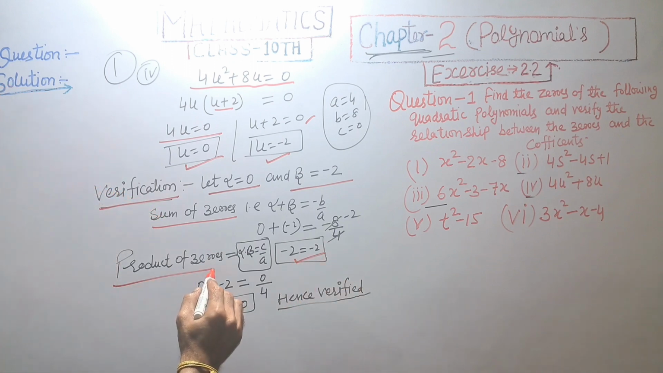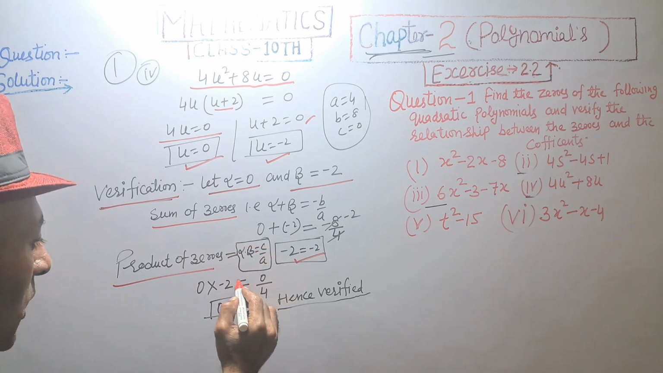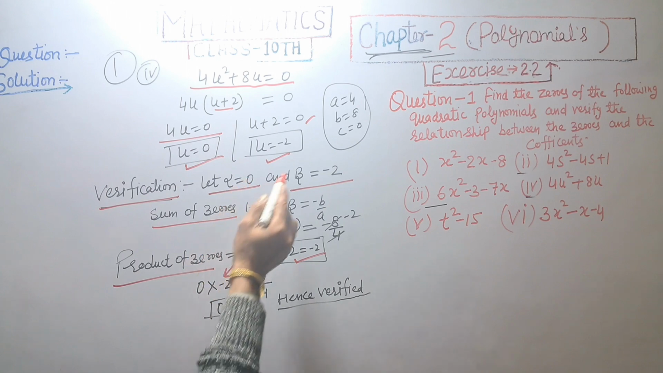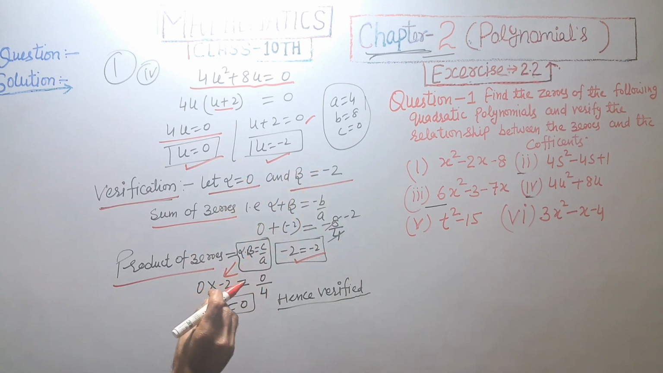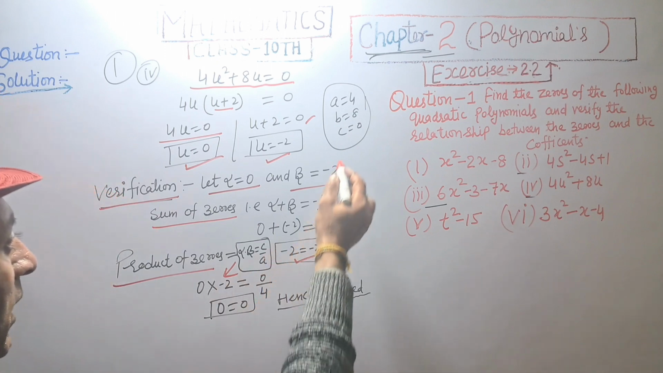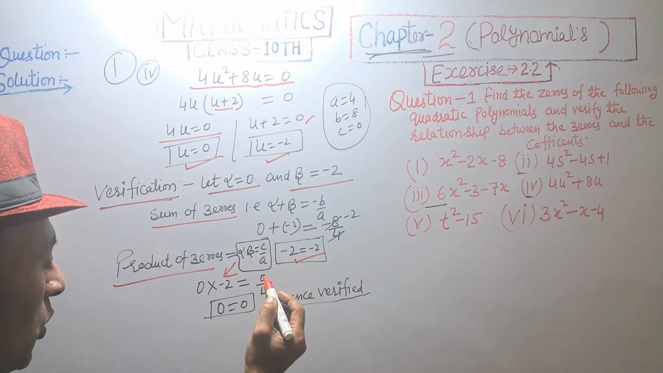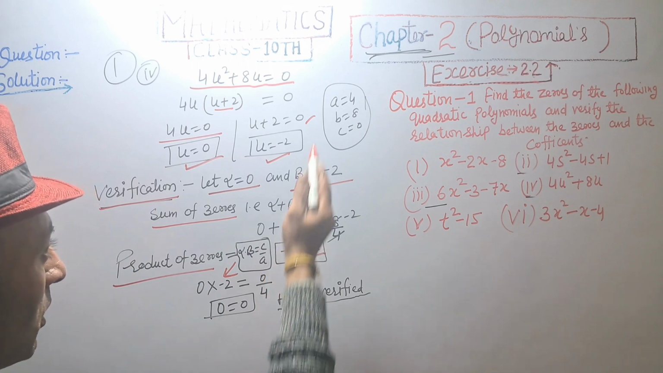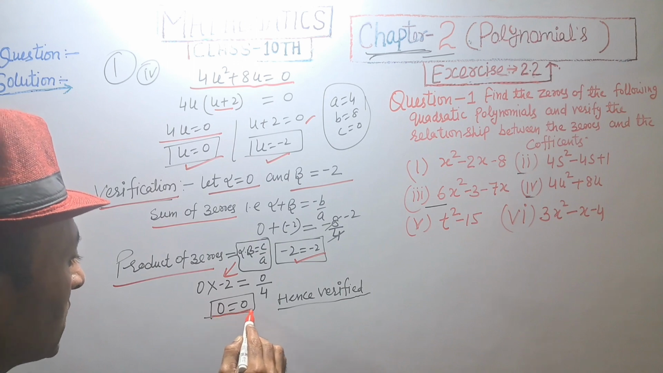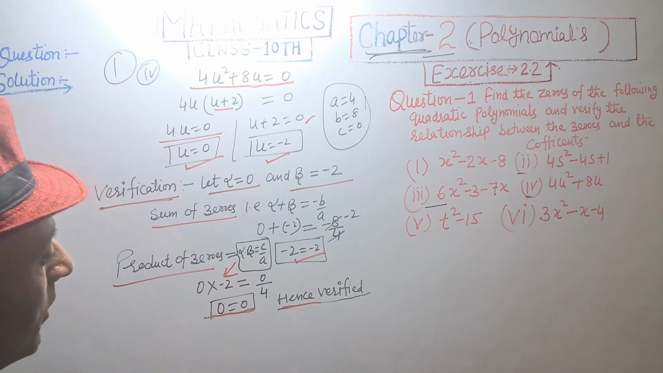And product of zeros, alpha into beta equal to c upon a. Alpha is 0 into beta is -2, product of 0 multiplied by something is 0, and value of c is 0. 0 divided by a will be 0. Left hand side equal to right hand side, hence verified.